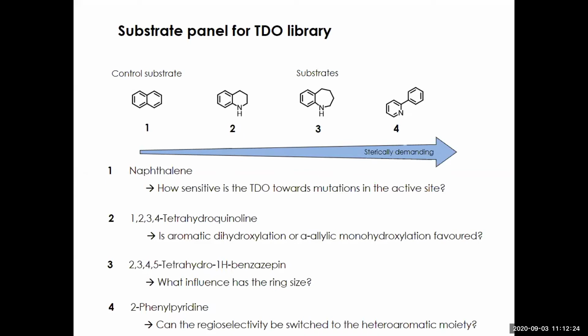And for the last one, the 2,5-pyridine, number 4, we had a question, can the regioselectivity be switched from the aromatic moiety to the heteroaromatic one? And as you can see, the substrate gets directly more demanding. In the next slides, you will always see the variants that show the most astonishing results, I would say. So the highest activity or the best alteration in regio- or enantioselectivity.